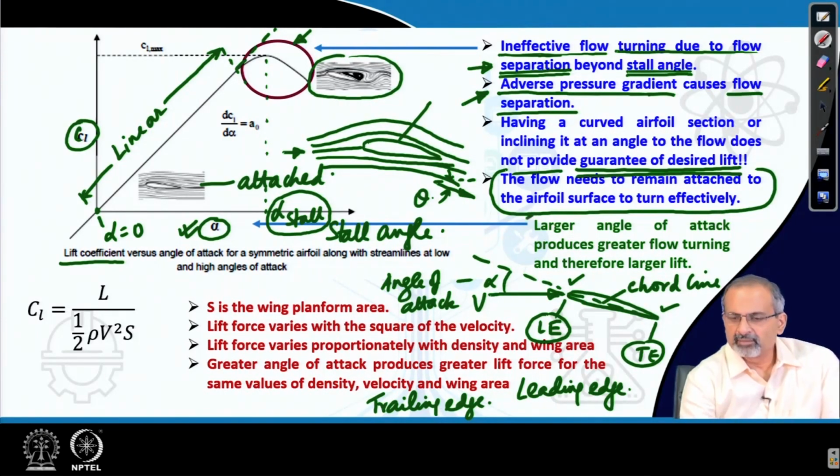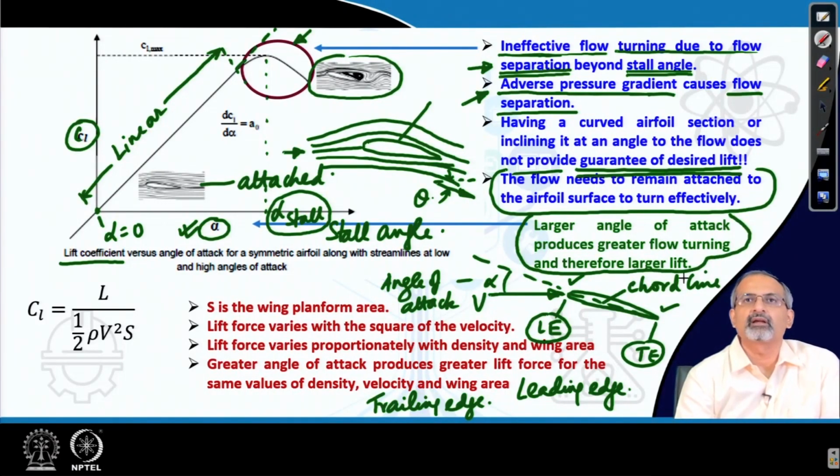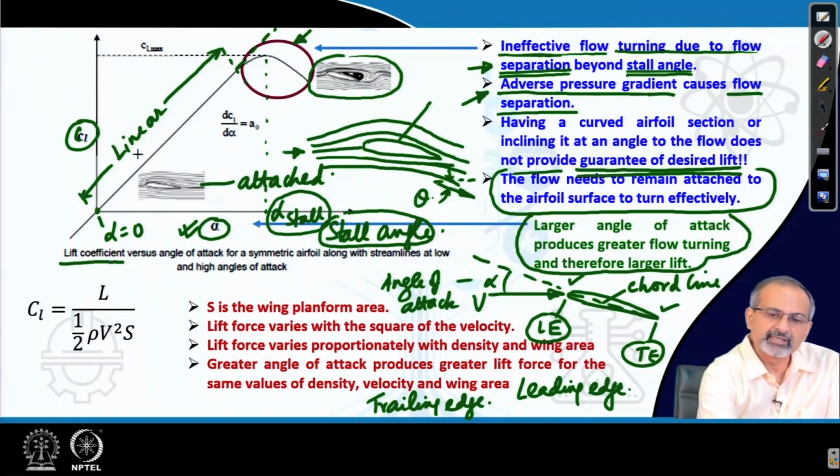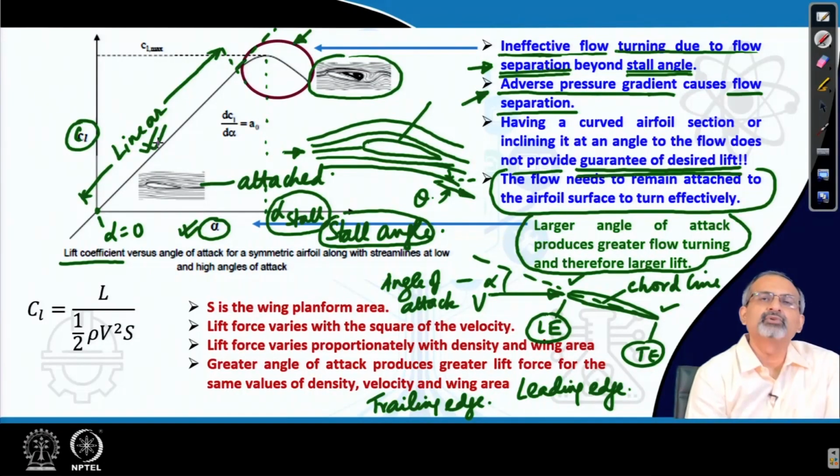In general, till the point it remains attached, a larger angle of attack produces greater flow turning and therefore larger lift, which is true till before the stall angle is reached, and therefore you see this gradual increase with increase in angle of attack. Now, why it increases linearly will be discussed later.